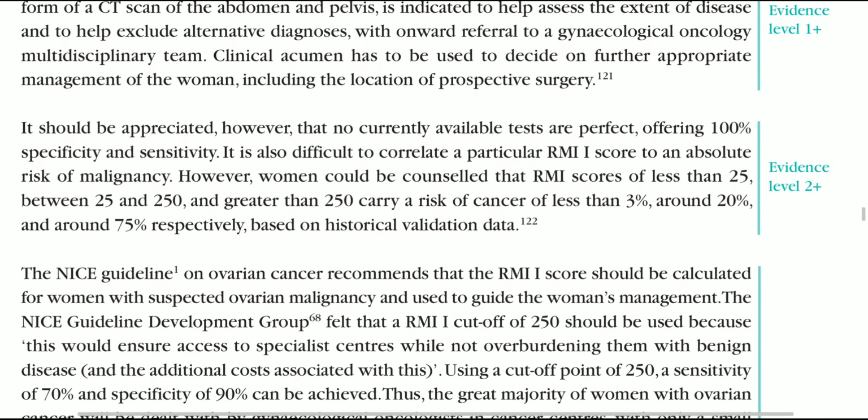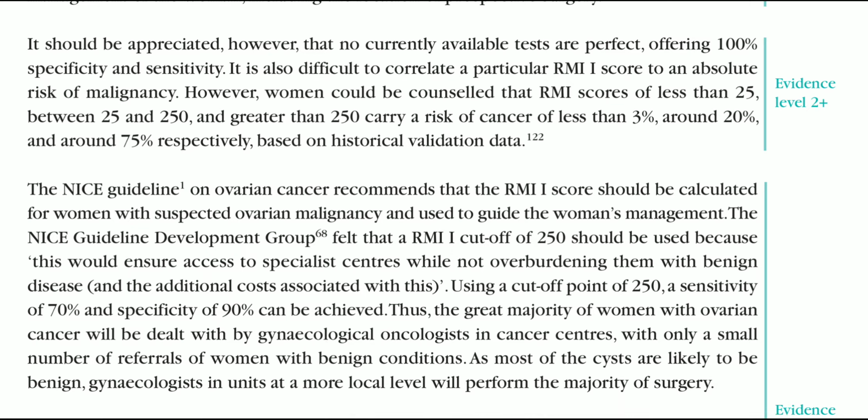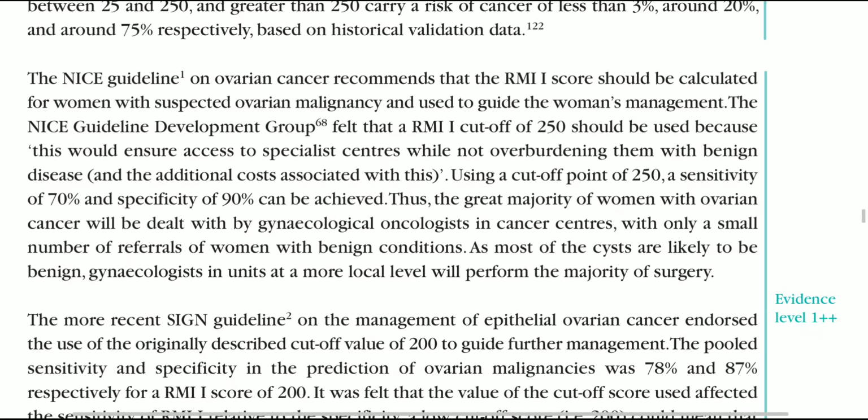Okay, now another important thing is written in this paragraph: how much chance of malignancy a person has with different RMI scores. It should be appreciated, however, that no currently available tests are perfect, offering 100% specificity and sensitivity. It is also difficult to correlate a particular RMI1 score to an absolute risk of malignancy. However, women could be considered that an RMI score of less than 25 has a risk of cancer of 3%. If the score is between 25 to 250, then the risk is 20%. If the score is more than 250, then the risk is 75%.